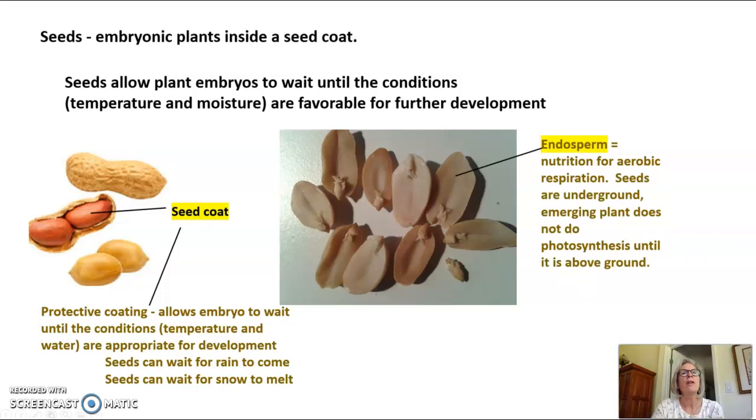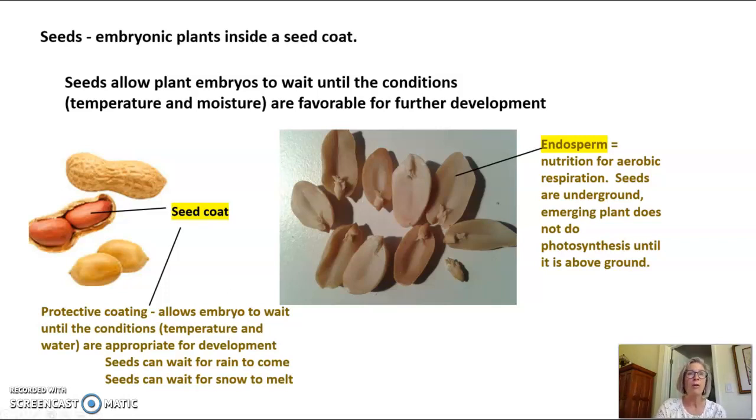There is a large area of the seed called an endosperm. This is nutrition for aerobic respiration. Now remember, seeds are deposited on the ground, and then soil eventually blows over them, and so they begin their development underground. They can't do photosynthesis because there's no sunlight. So when the plant is first sprouting, its metabolic process for making ATP is aerobic respiration. Because plants have both mitochondria and chloroplasts, they can do both photosynthesis and respiration. So until a plant is above ground, it relies on respiration to make ATP.